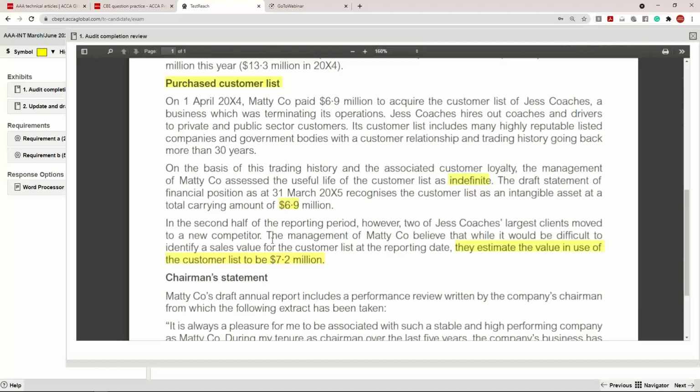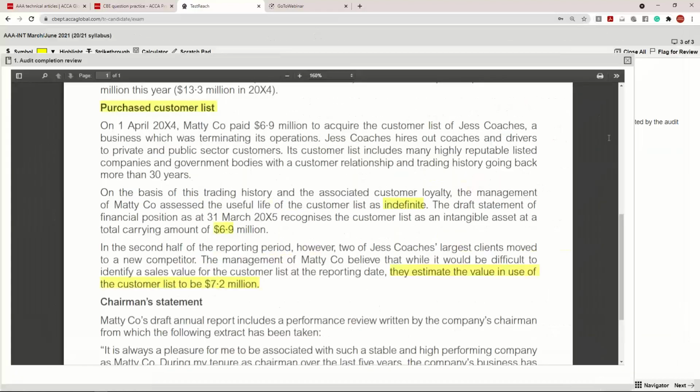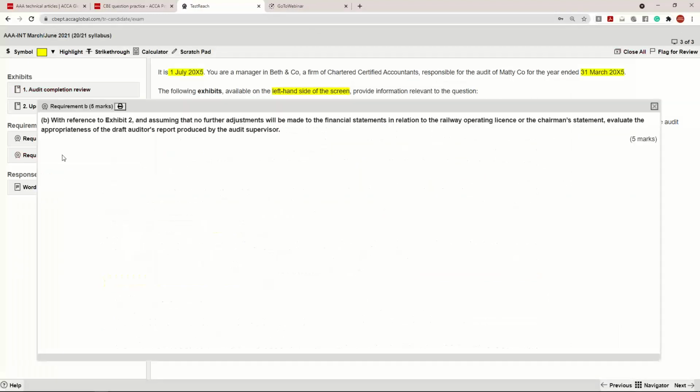What if the estimate of 7.2 million is wrong? What if the value in use is $6.5 million? Then should we record an impairment loss? So there is a risk, right? There is a risk because there is an estimate. But what is the examiner telling us in exhibit number 2? In exhibit number 2, the examiner is telling us, read this very carefully, everyone.